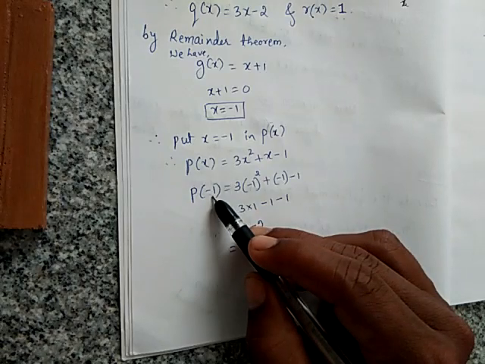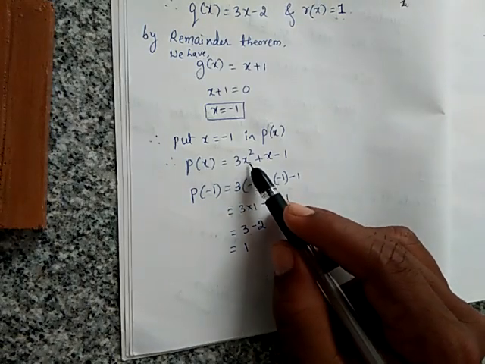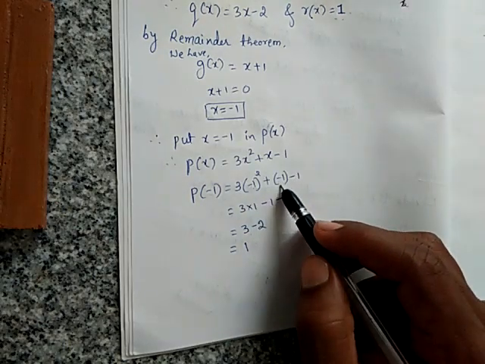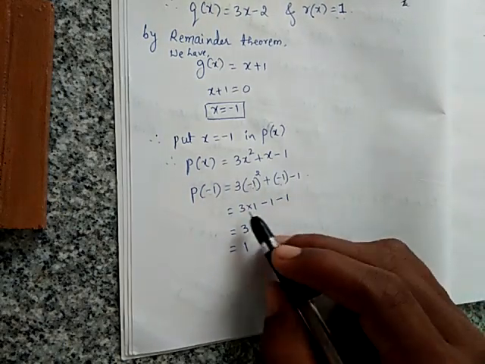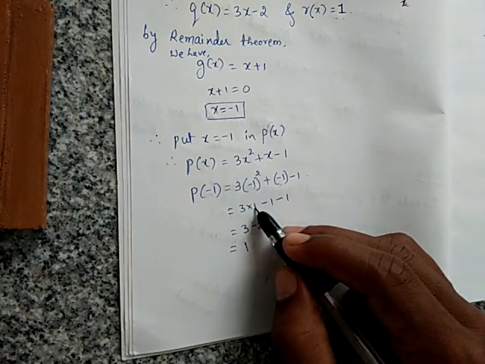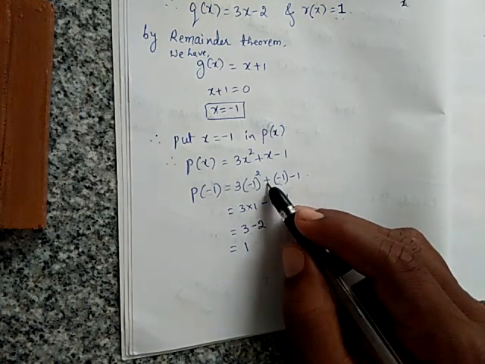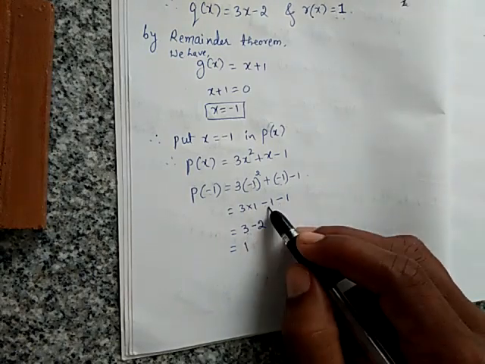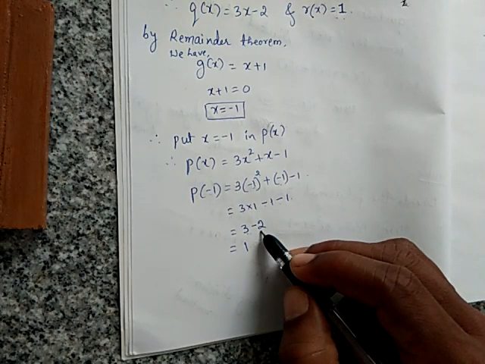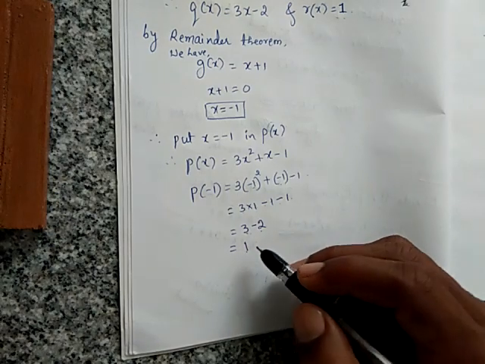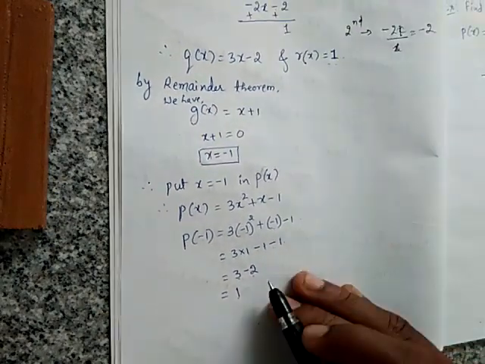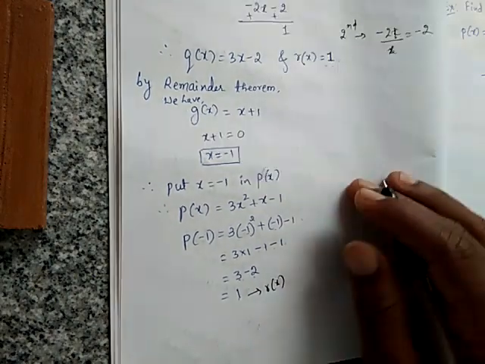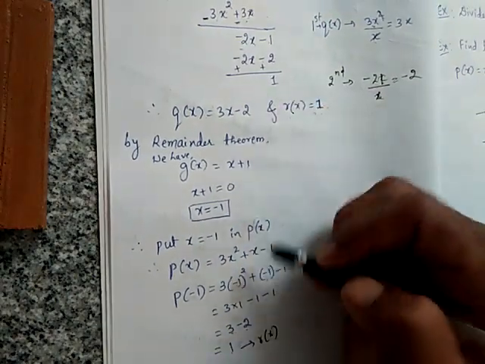So p of minus 1: instead of x I have written here minus 1 square, because here x is minus 1 and it is already given square, plus the constant term minus 1 as it is. So 3 into minus 1 square is 1 here, so 3, and plus into minus is minus 1 as it is. So 3 into 1 is 3, minus 1 is 2, minus 2, so 3 minus 2 is 1. See here, after applying the remainder theorem you got the remainder, r of x as 1, and here also you got 1, both will be the same.